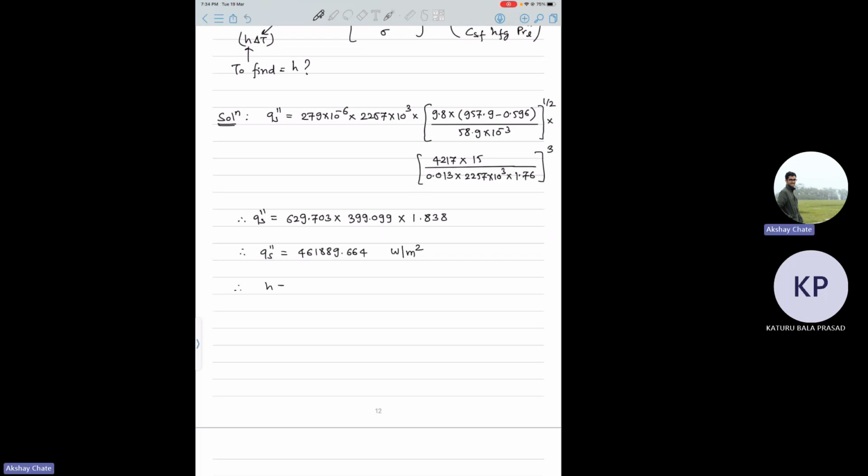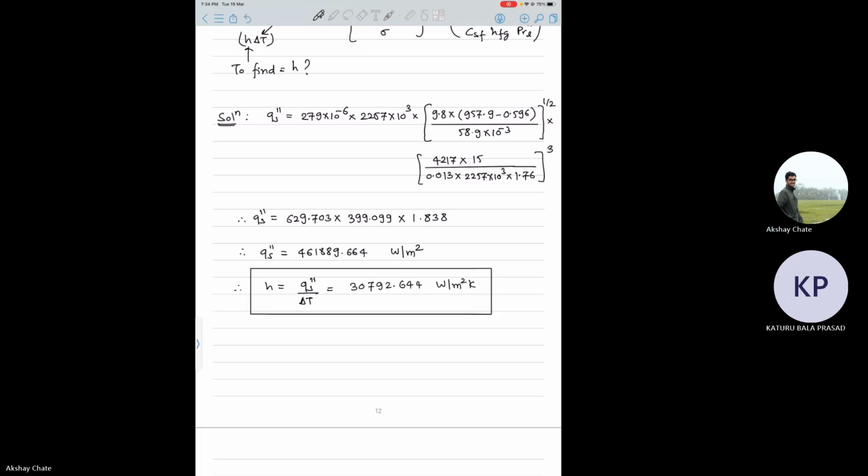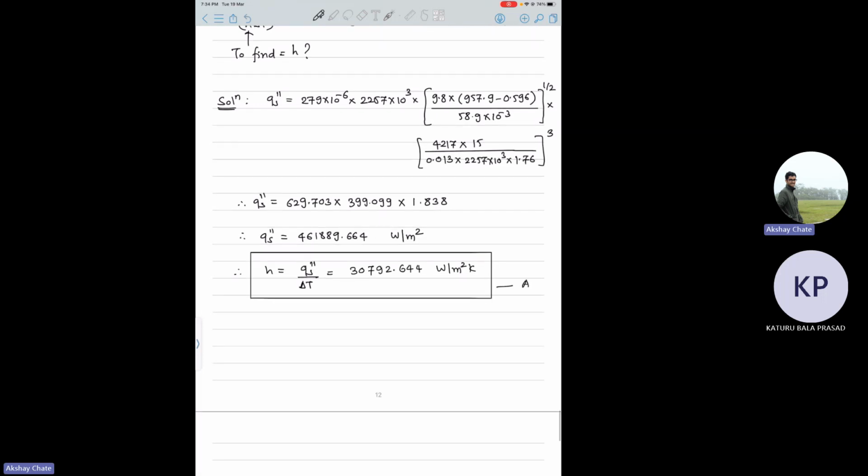And therefore, your H will be, you have to divide by delta T, right? Delta T is 15. So we need to divide it by 15. So you get H as 30792.644 watt per meter square Kelvin. And does it match with any option? Yeah, so this is your option A.